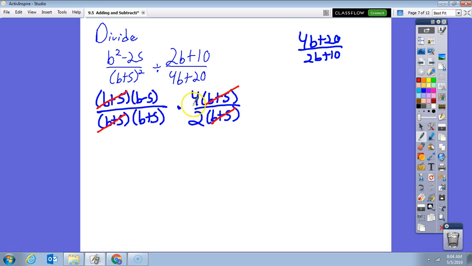4 divided by 2 is 2. So essentially this cancels to just 2 on the top. So now I have 2 times b minus 5 on the top, and then b plus 5 on the bottom. That is simplified, but that is also divided. If you were to divide these ugly fractions, this is what you would get.